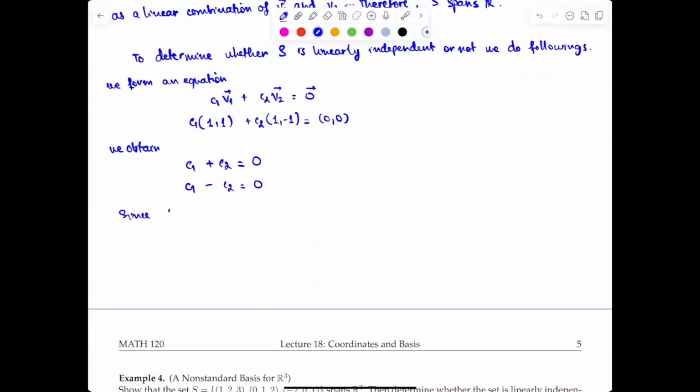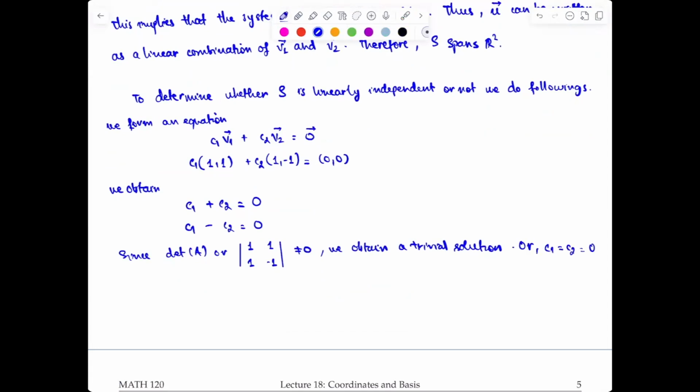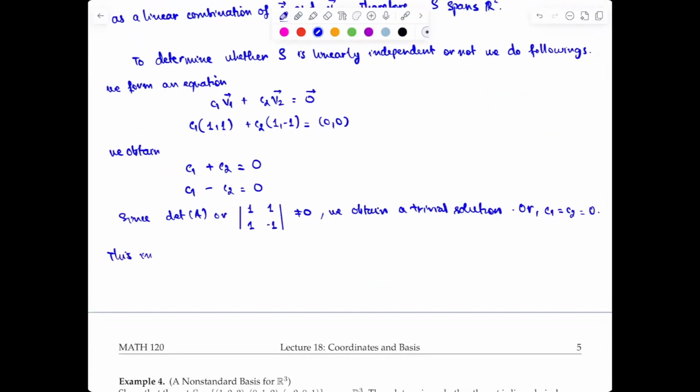Since the determinant of A, or the determinant of [1, 1; 1, -1], is different from 0, we obtain the trivial solution, or C1 equal to C2 equal to 0. This implies that S is linearly independent. Therefore, S is a basis for R2, sorry. So that is example 3.